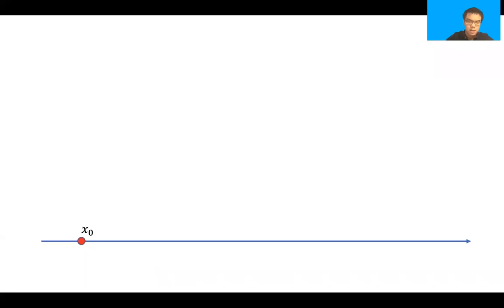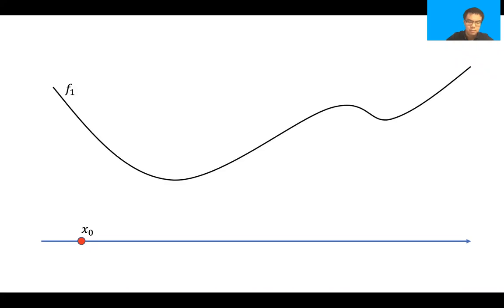To begin with, I'm going to use a few cartoons to illustrate the problem setting of online optimization with movement cost. Starting from point x0, a hidden cost function f1 is revealed. The learner picks a point x1 and incurs both the hidden cost and the movement cost. The hidden cost is the function value of f1 at point x1, and the movement cost is a function of x1 and x0. Usually, the movement cost is some distance measured between two consecutive decision points.